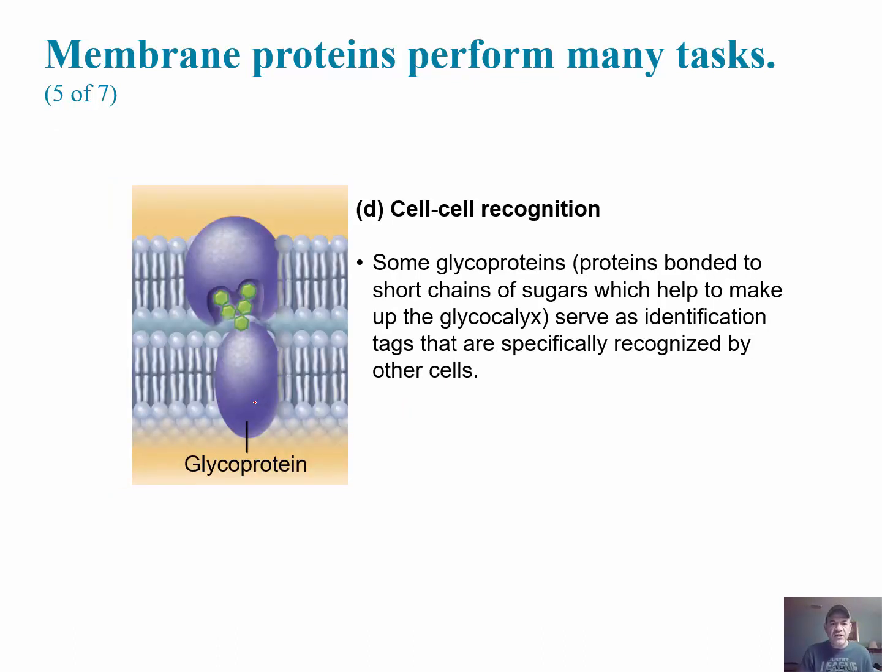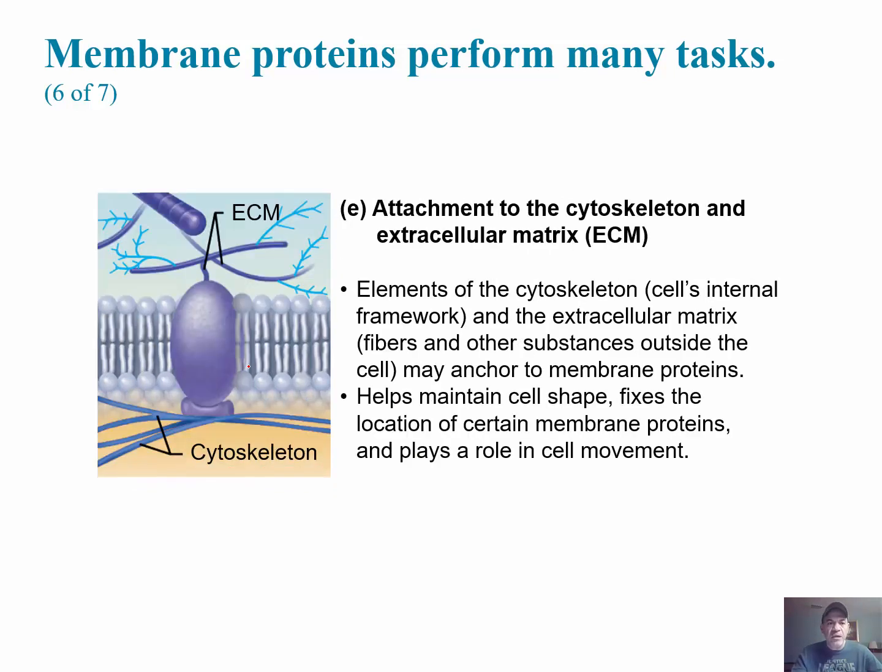And then there's cell-to-cell recognition. Here you can see in the image there's a glycoprotein on one membrane sticking out its carbohydrate chain, and the cell on the other side has another protein there. And then there's a sort of recognition for the little signaling molecule there. And so some glycoproteins serve as identification tags that are specifically recognized by other cells. So you can see the cell on the top is recognizing the cell on the bottom in that way.